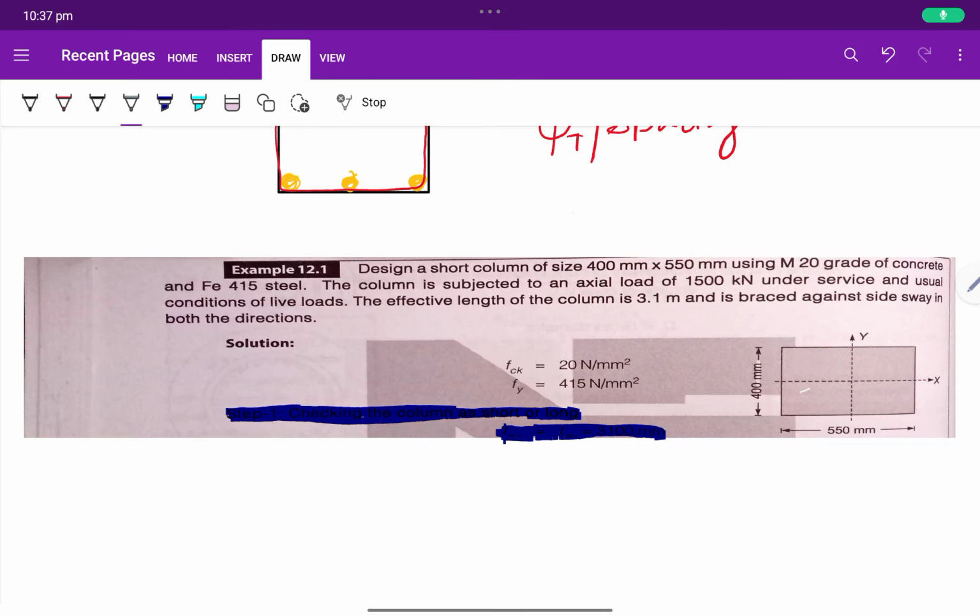So welcome all. This is another part of the design of a column. Here we will see a numerical and clear all our doubts. So see what has been given.